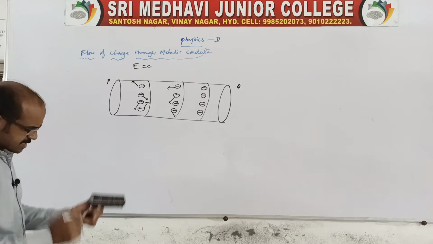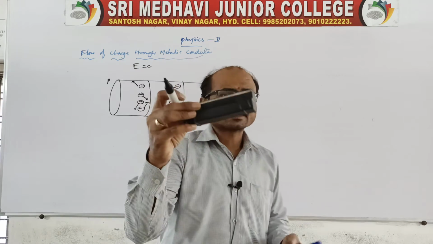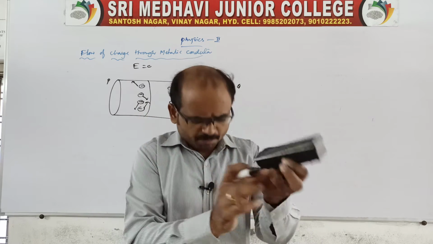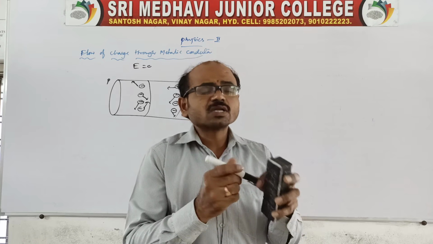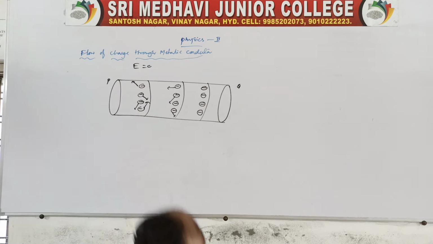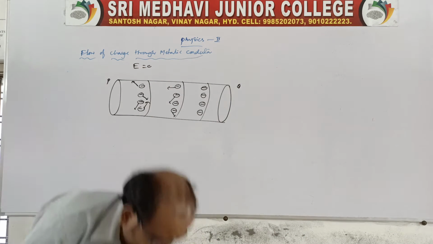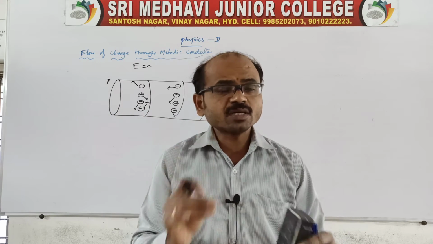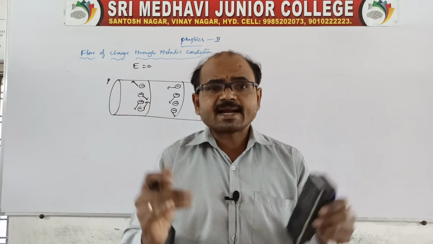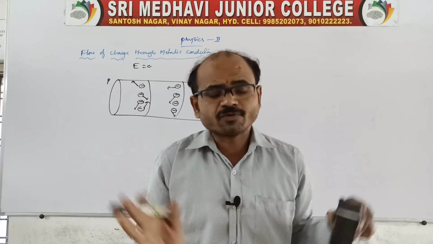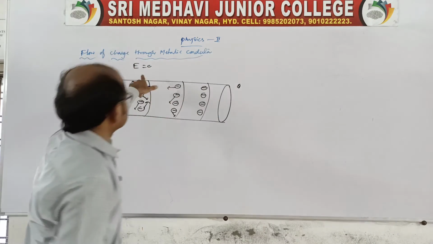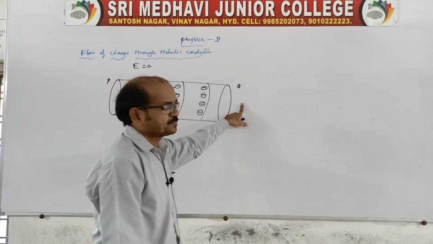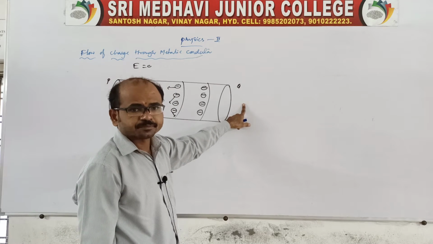Just take a conductor. In this conductor, a number of free electrons are available, and all the electrons are moving in random directions. That means nothing but that all are in random directions, in the sense that they do not allow the flow of charge, because there is no electric field intensity, since we have not connected any battery.